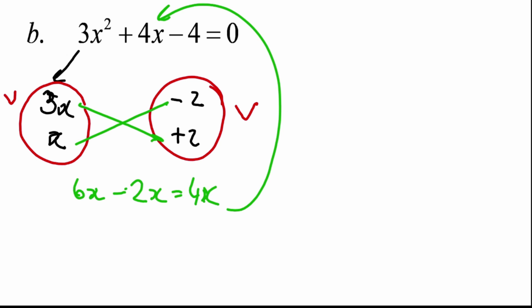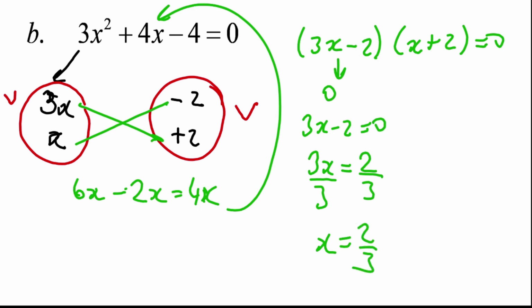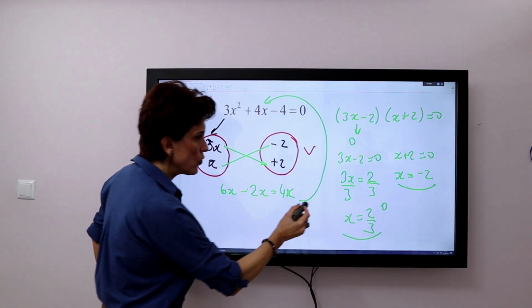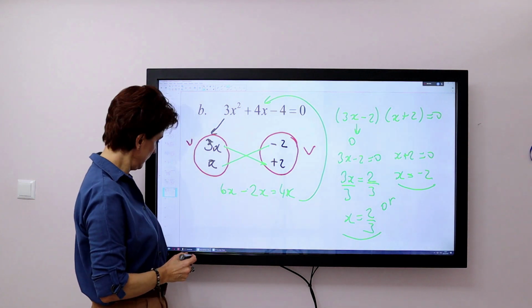So, 3x -2 times x plus 2 is 0. The first one could be 0. 3x -2 is 0. 3x, if we move to the other side, -2 becomes 2. If we divide both sides by 3, x is 2/3. Agree? Here, x plus 2 is 0. x is -2. So our solution is 2/3 or -2. Got it? I hope.